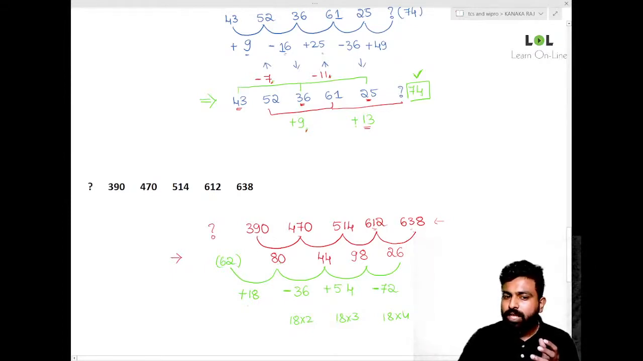Now observe this. If you're going up, what is happening? 390 plus 80 gives you 470. If you're coming back, 470 minus 80 gives you 390. Similarly, 390 minus 62. 390 minus 60 gives you 330, minus 2 gives you 328.